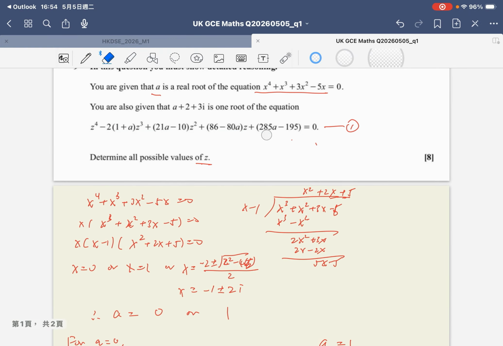And if a equals 1, this is z to the power 4 plus 4z cubed, this plus 11z squared, this part is plus 6z, and also plus 90. Okay.